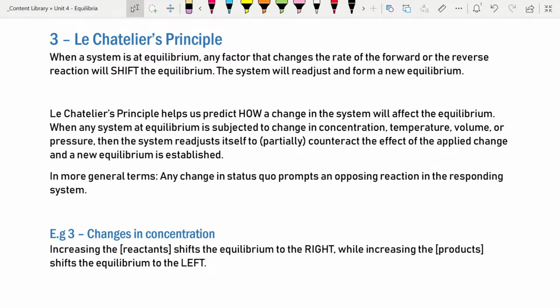And we use something called Le Chatelier's principle to tell us how a change in the ecosystem will affect the equilibrium. But listen, you don't need to understand fancy science to understand Le Chatelier's principle. You need to have a small child in your life.